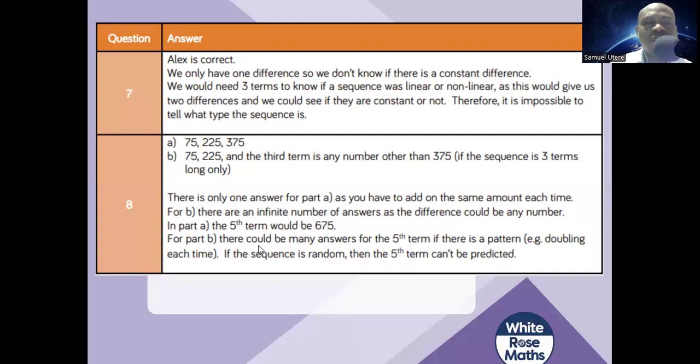So for part B, there could be any answers for the fifth term if there is a pattern. For example, we're doubling it each time. If the sequence is random, then the fifth term can't be predicted.